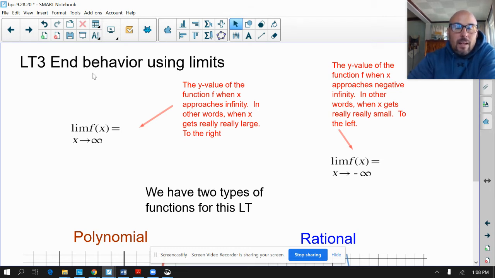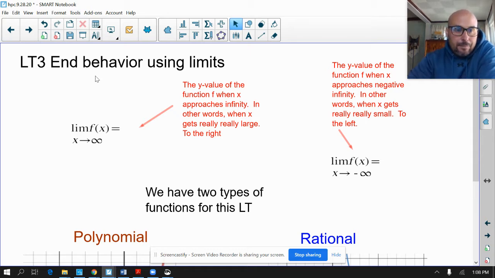And then on the left-hand side, when x gets really, really small, like negative 1 million, where's the y value? Is the y value way up in the sky, way up to positive infinity? Or is the y value way, way down to negative infinity? Sometimes the y value approaches a single number, like 3 or negative 2 or whatever. So end behavior is what is happening to the y value when x gets really, really big and when x gets really, really small. Both directions, left and right.